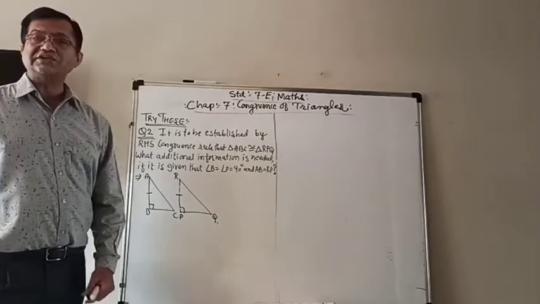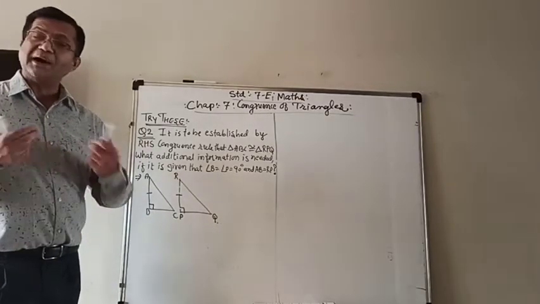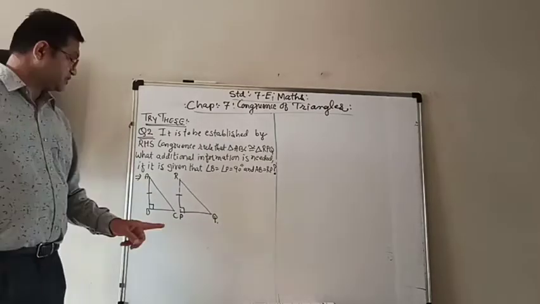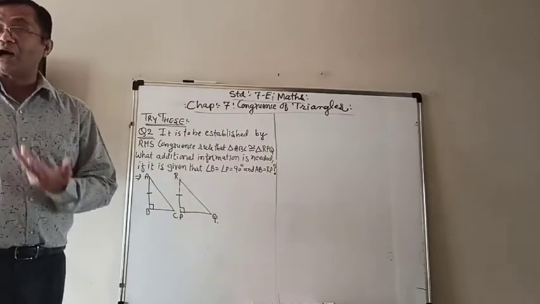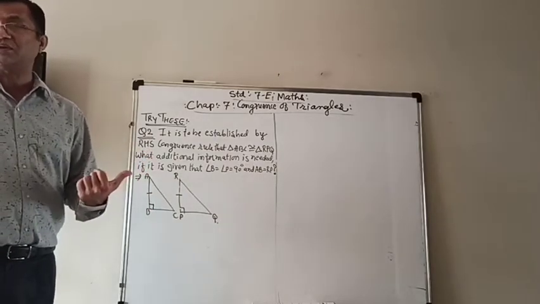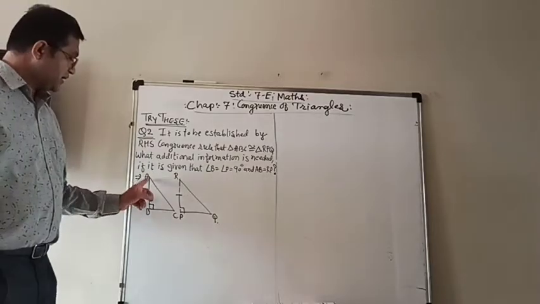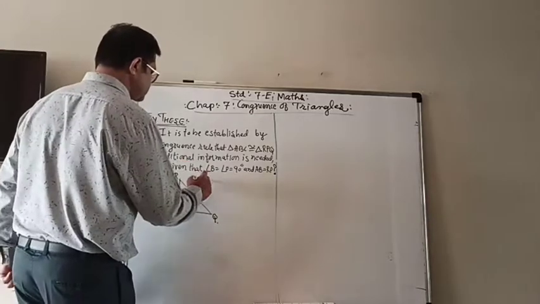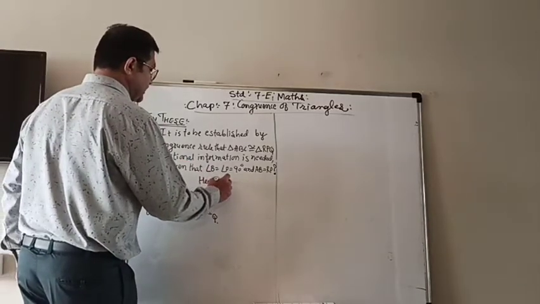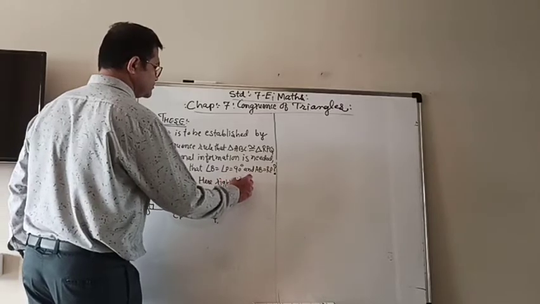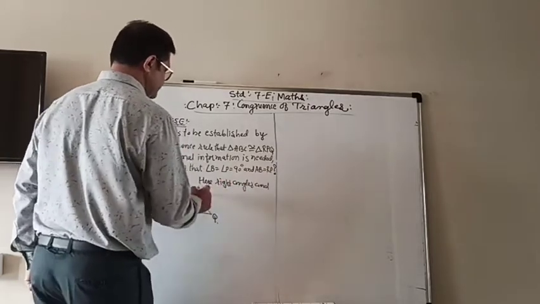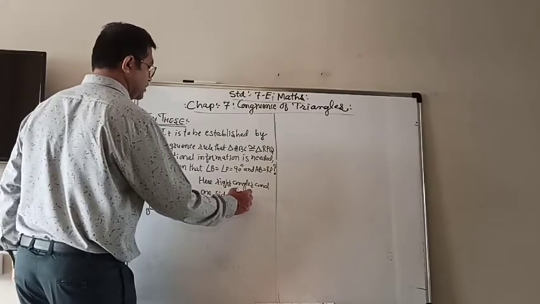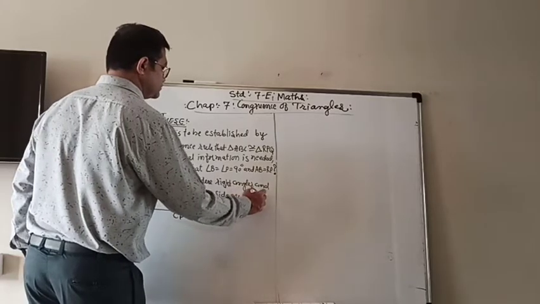Now can you tell me which part is remaining? If you want the RHS rule, the right angle is there, H means hypotenuse. Here the hypotenuse is not given. So which additional information is needed? AC is equal to RQ. So here the right angles and one side are equal, given.